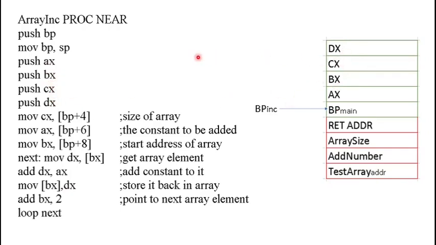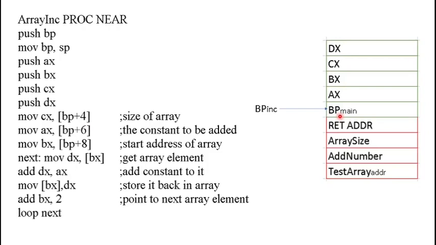Now we need to access the parameters required for this procedure to run. The parameters required are the starting address of the array, the element to be added to each element of the array, and the number of elements in the array. We will access those using indirect addressing. BP is now currently pointing over here. The size of the array is located 2 words from BP.